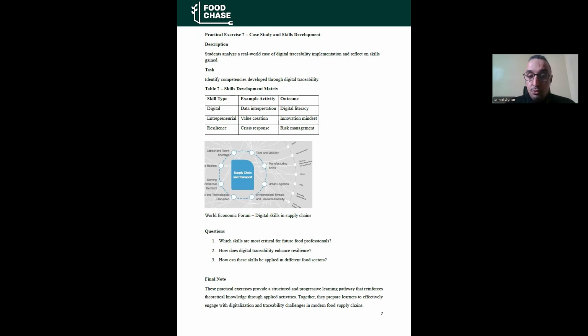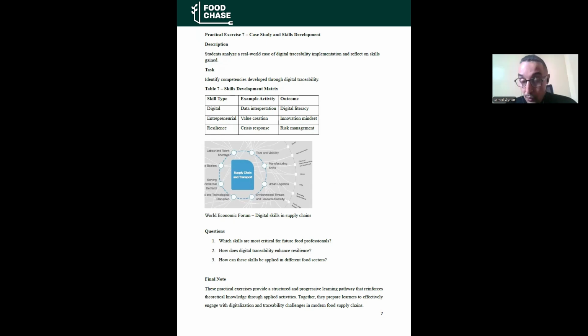The objective is to understand these questions. For the first question, which skills are most critical for future professionals? Learners are invited to explain which of these skills in the table are very important and critical, with explanation. Second question, how does digital traceability enhance resilience? And for the third question, how can these skills be applied in different food sectors to get results and to respect compliance with regulation? That is all for the exercise.